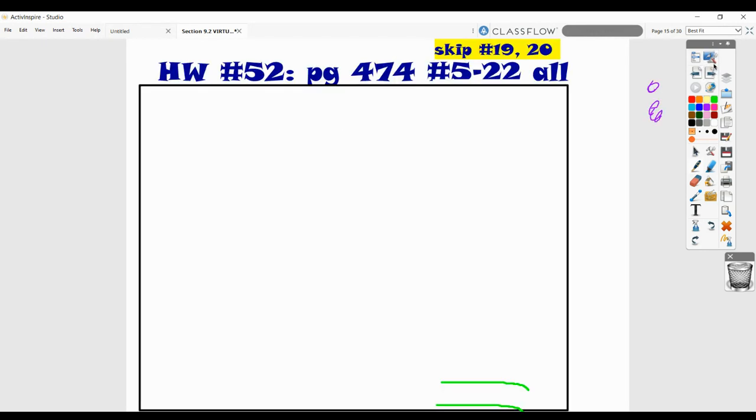Homework number 52 is going to be based off of the two different sections I just covered, which are the coterminal angles. Some of them have you draw them or state a positive or negative coterminal. So just remember that that means you're adding or subtracting 360. And then the last part is doing some conversions between radians and degrees. Please email me if you have any questions.